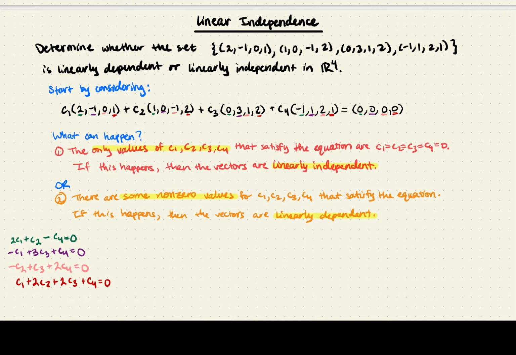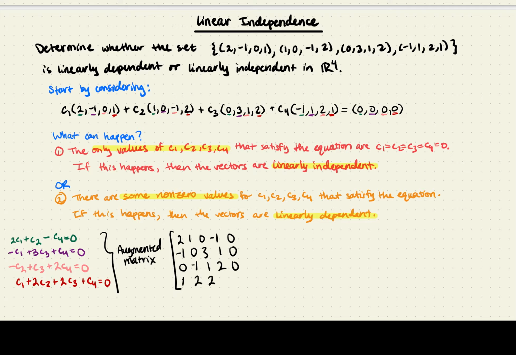So if I wanted to solve this system, because remember we want to find out what's happening with these constants. Are they all 0, or can some of them be non-zero? So I go ahead and write down my augmented matrix for this system. I would get the matrix 2, 1, 0, negative 1, 0, my right-hand side, negative 1, 0, 3, 1, 0, 0, negative 1, 1, 2, 0, and then my last row, 1, 2, 2, 1, 0.